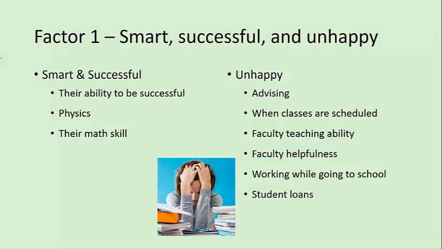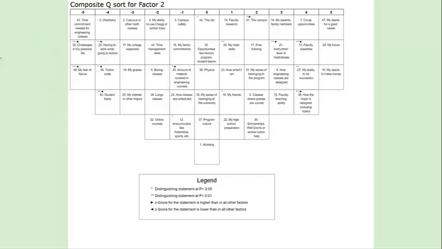They're good at math. They believe they're good at math, but they're unhappy about advising, the schedule, right? There's morning classes and evening classes, and so they're split. Their perception of whether or not faculty cared about them, going to school and working, and they were worried about paying off their student loans.